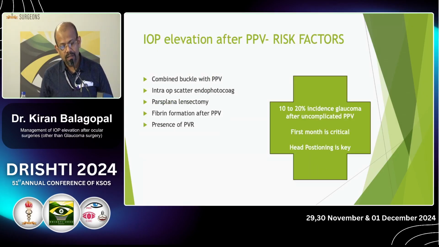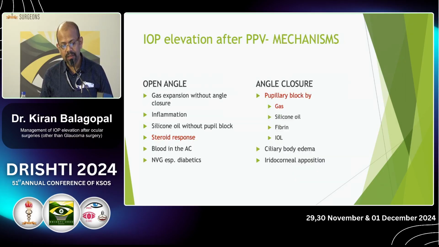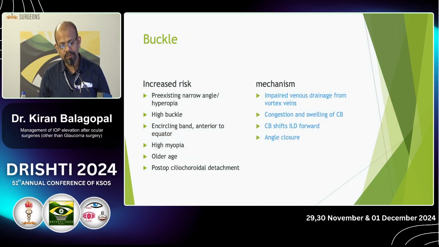Next we have pars plana vitrectomy. Even if it is uncomplicated, 10 to 20% of people develop glaucoma. The first month is very critical and they have to follow proper head positioning as advised by the retina specialist. It can be either open angle or angle closure glaucoma, and the commonest is pupillary block, then comes steroid response. So 3 things: either buckle or silicone oil or gas.